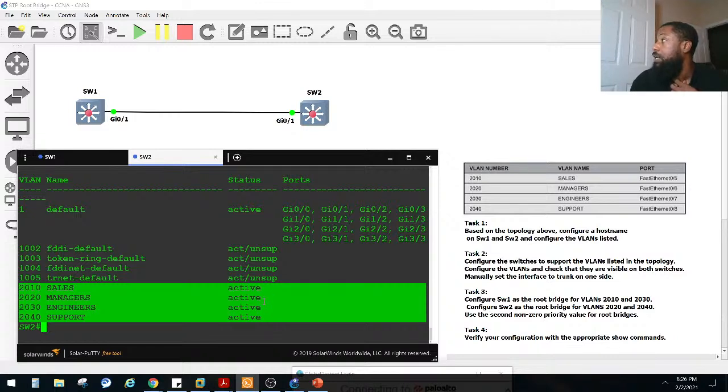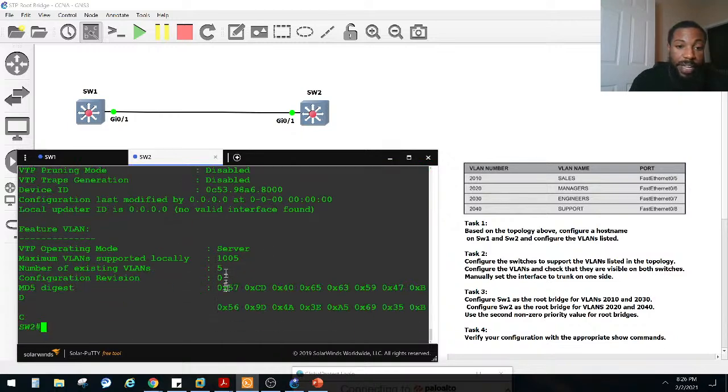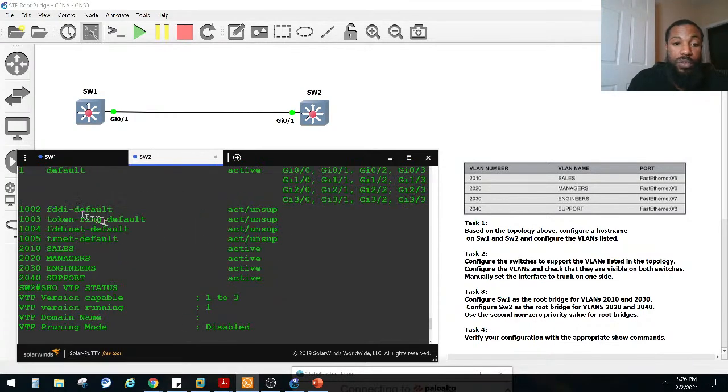Not necessarily, Brian, because notice we've got VLAN 2020, 2010. We've got VLANs in the 2000 range, right? But if we do a show VTP status, you can see we are in server mode. See? So not necessarily in transparent mode. Correct me if I'm wrong, but yeah, you can create those. You see, and they're active right there.